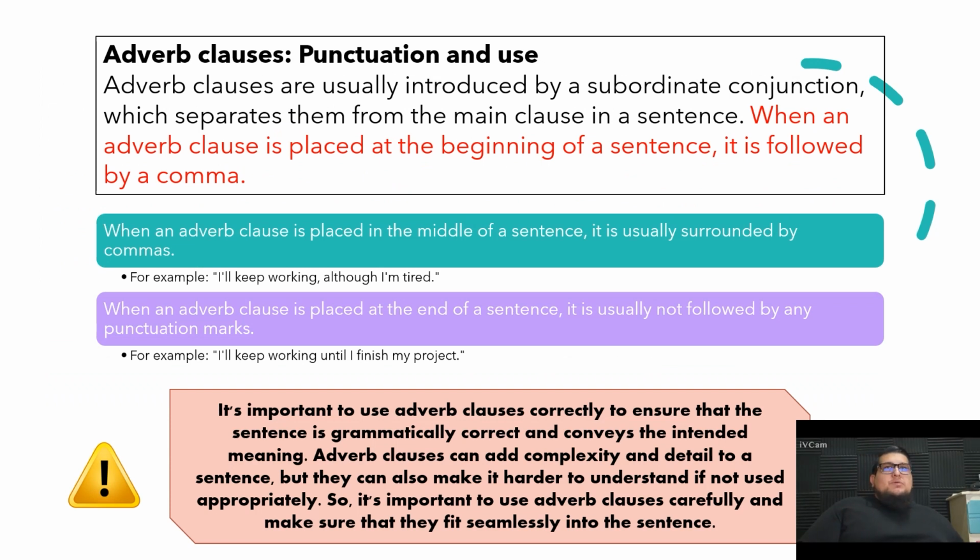Adverb clause punctuation and use. Adverb clauses are usually introduced by a subordinating conjunction, which separates them from the main clause in a sentence. When an adverb clause is placed at the beginning of a sentence, it is followed by a comma. When an adverb clause is placed in the middle of a sentence, it is usually surrounded by commas. For example, I'll keep working, although I'm tired. When an adverb clause is placed at the end of a sentence, it is usually not followed by any punctuation mark. For example, I'll keep working until I finish my project.